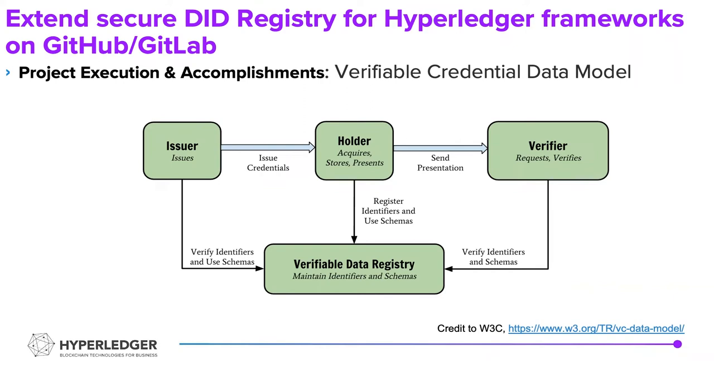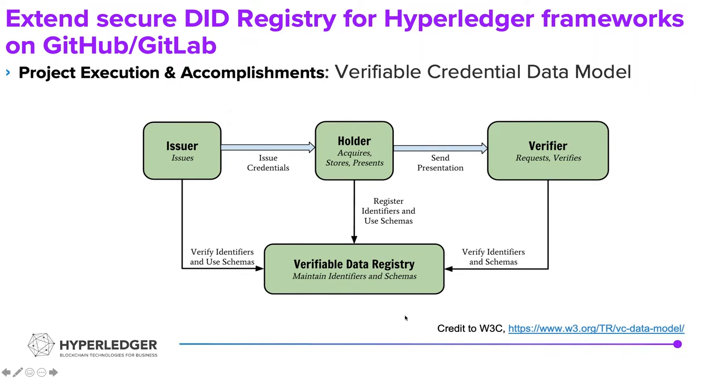And the most important one here is the verifiable data registry. This is a role system used to store and validate the creation and verification of identifiers, keys, and other relevant data, such as verifiable credential schemas, registries, the public keys of the issuer, and lots of things.